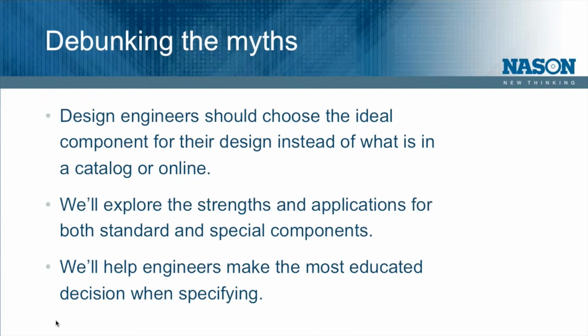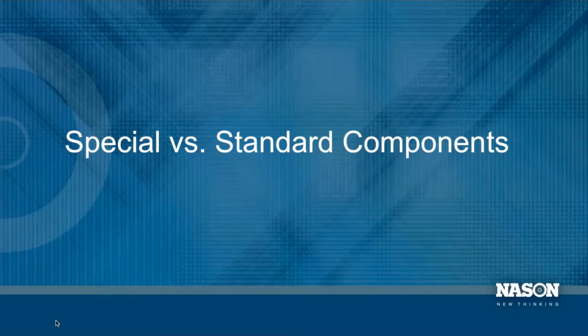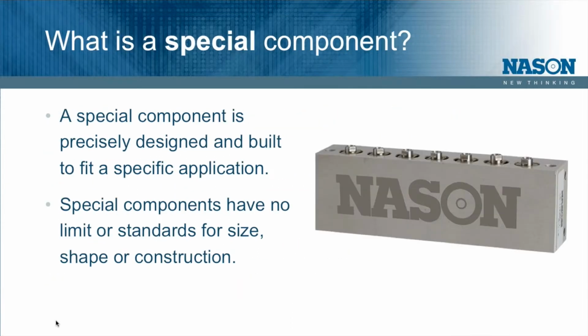The goal of a design engineer should be to choose the ideal component for the design and not limit this decision by what is in the catalog or what is found online. Therefore, today we will explore the strengths and appropriate applications for both standard and special components so that the design engineer can make the most educated decision when specifying the component for their designs. So now we will get into the differences between specials and standard components as they apply to specific applications.